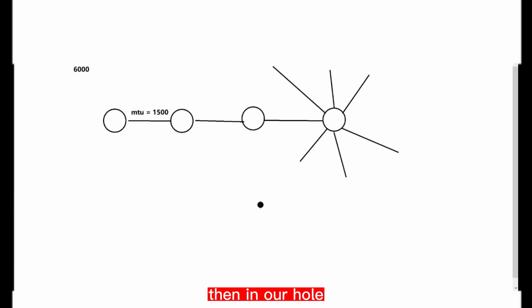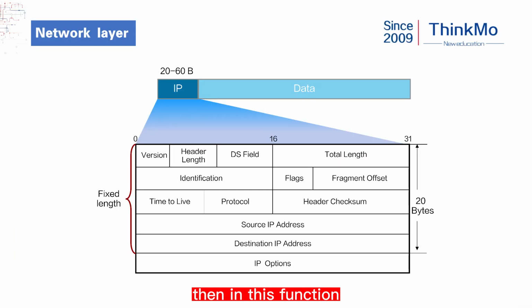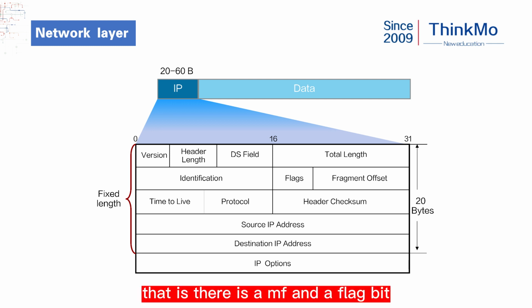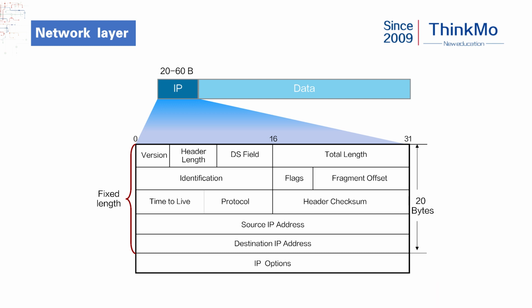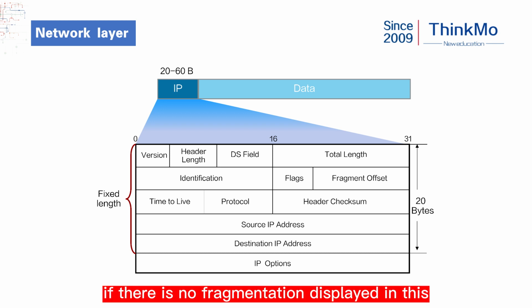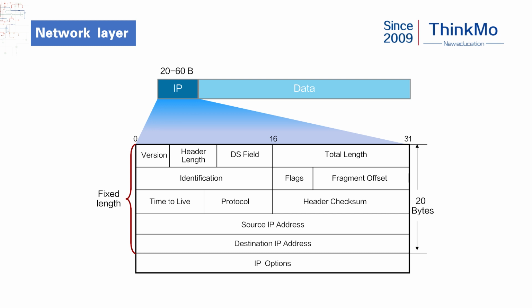Then in our whole, there will be a new function, in these flags. There will be a fragment flag, that is, an MF flag bit, indicating whether there are any fragments behind. If it shows there are no more fragments, then the peer device can start to reorganize. Can you understand? The last is the fragment offset.